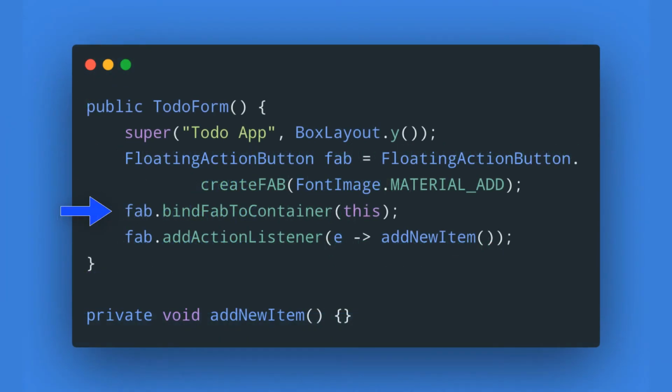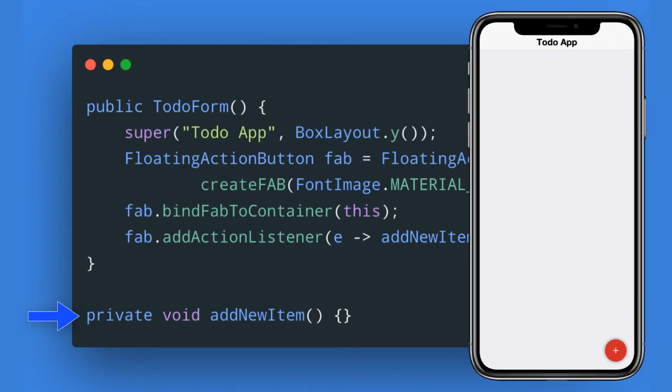We usually add items to containers, but a fab floats on top. This method handles the floating aspect. Since we're subclassing form, this means the current form instance. When the floating action button is clicked, we invoke the add new item method. We'll discuss event handling soon. We'll leave the add new item method blank for now. We'll get back to it soon enough.